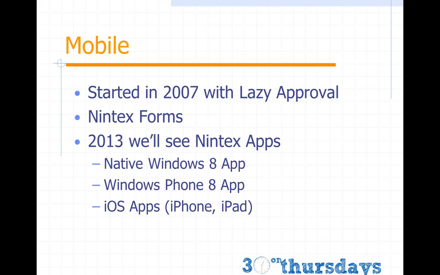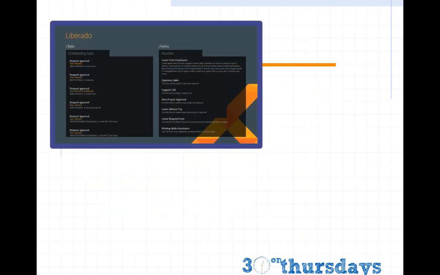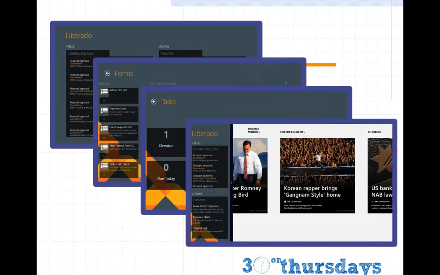and they're going to take that even further this year with native Nintex apps. And we're going to see, and I can do it screenshot only, a native Windows 8 app. We're going to see a Windows Phone 8 app, and then we're going to see iOS apps for iPhone and iPad. And I'll go through this kind of quickly.